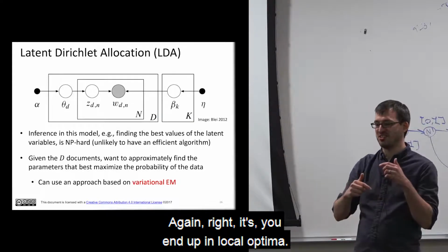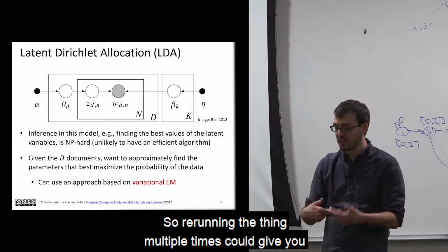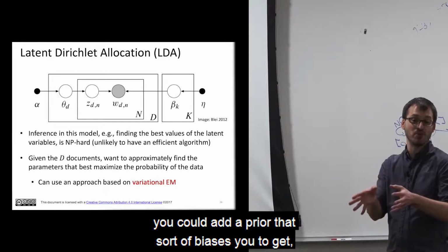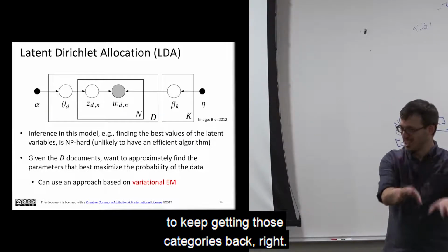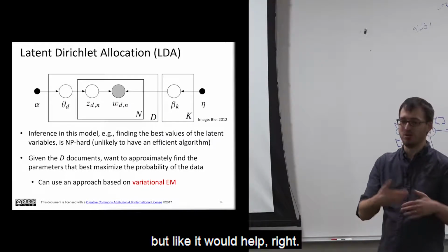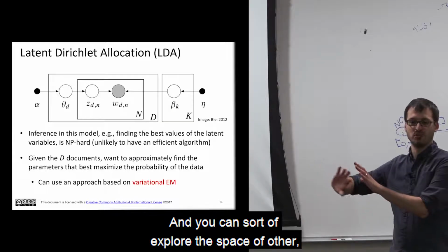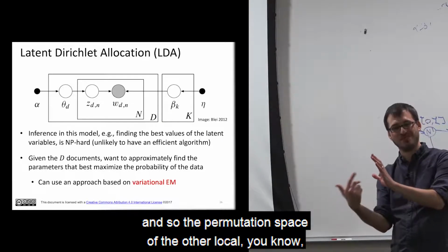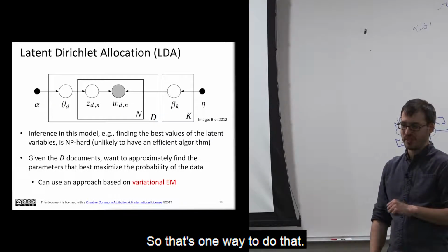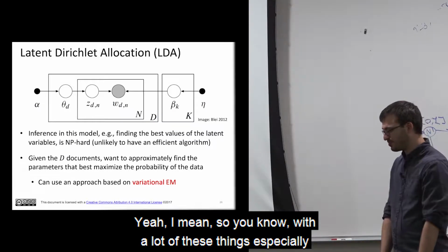Again, you end up in local optima, so rerunning it multiple times could give you different answers. But if you want to keep some categories, you could add a prior that biases you to keep getting those categories back. You don't necessarily will, but it would help. And you can explore the permutation space of the other local optima for the other categories. So that's one way to do that.